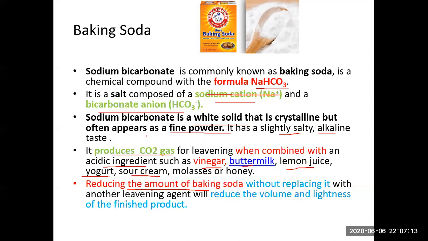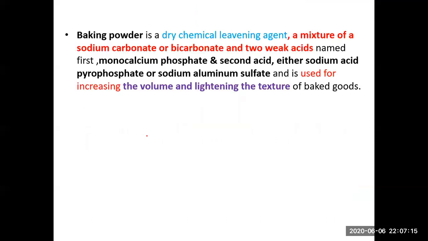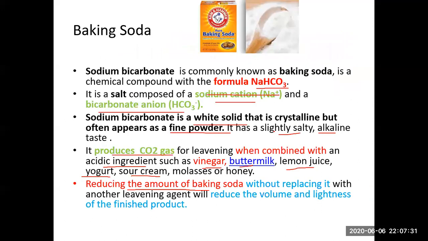Then our next chemical agent is baking powder. So what is baking powder actually? It is also a dry chemical leavening agent, and it's a mixture of sodium carbonate or bicarbonate and two weak acids. We can remember that in the case of baking soda, there was only sodium bicarbonate, only one ingredient.